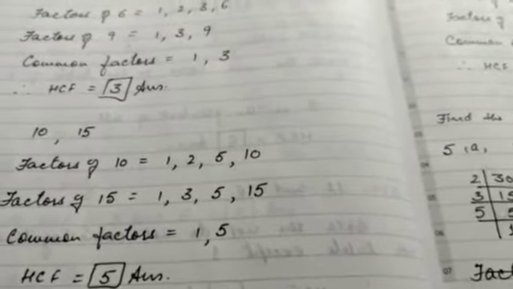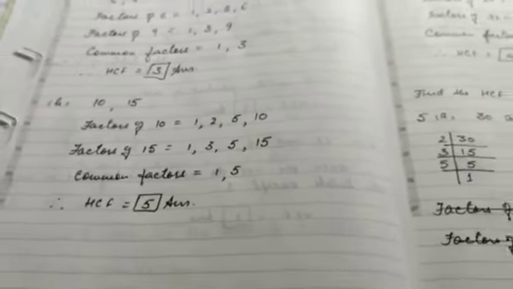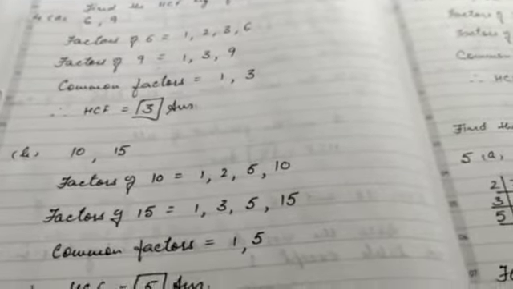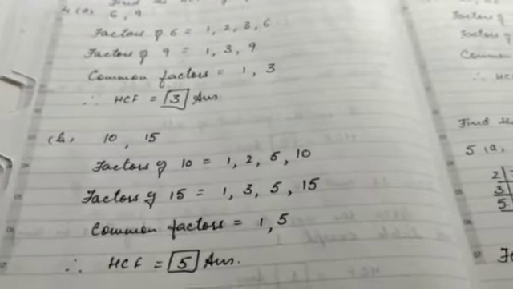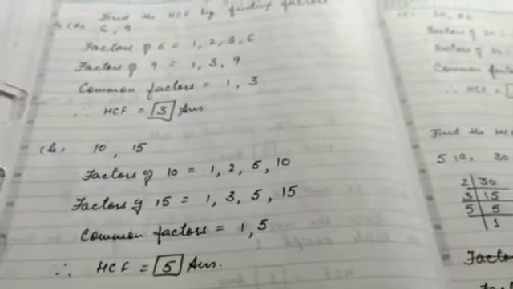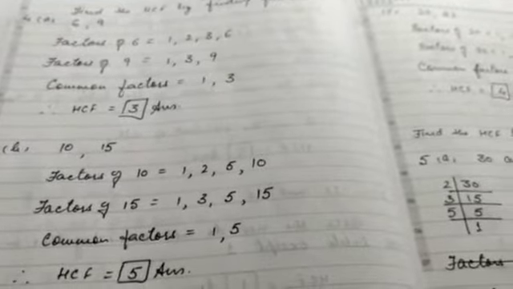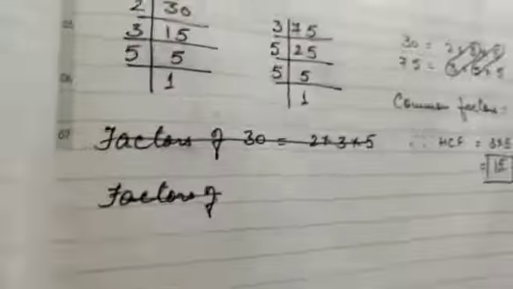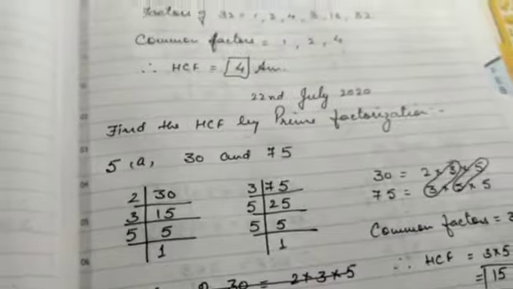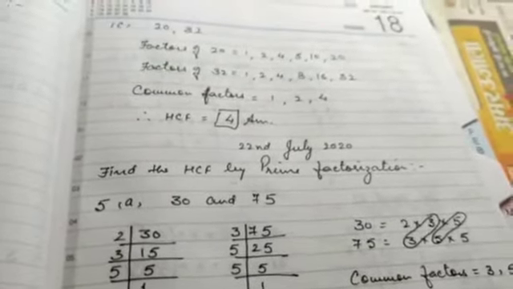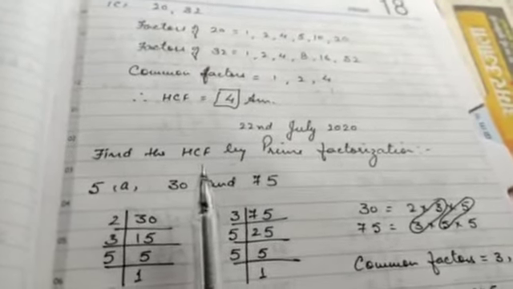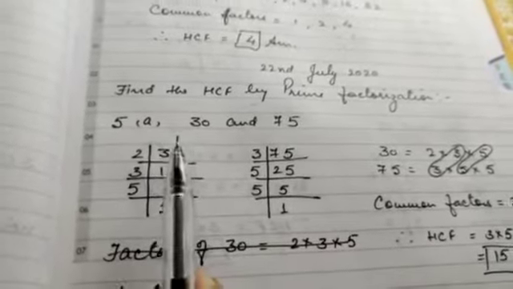Most of the prime numbers are odd numbers except 2. 2 is the only even prime number, and that is the smallest prime number. So today we will learn prime factorization, and through prime factorization we will learn how to find the HCF. So question number 5, given numbers are A: 30 and 75.